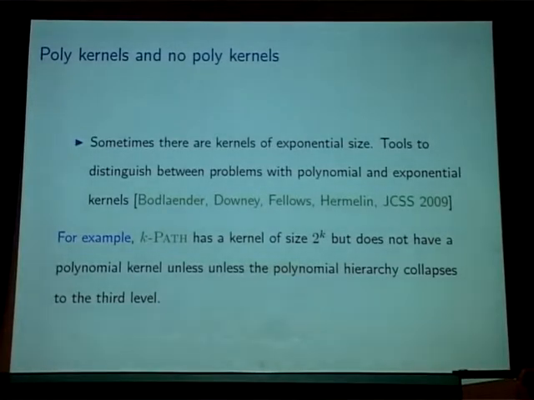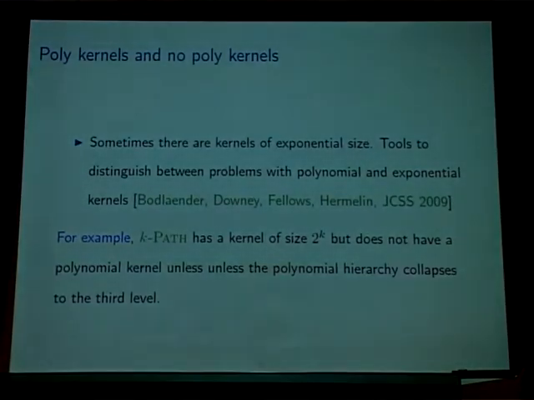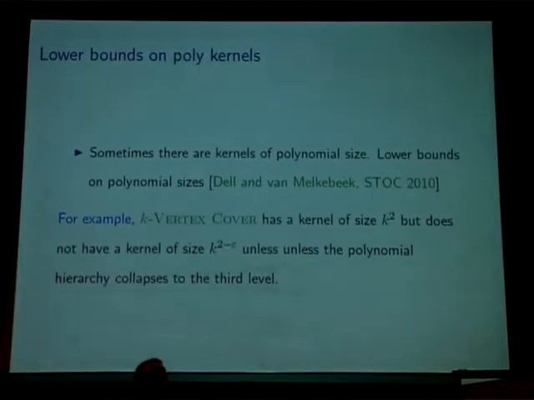For this problem, it's quite easy to show that it has a kernel of size 2^k. But this problem doesn't have a polynomial kernel, unless something strange happens in complexity theory. And as soon as we are able to distinguish the complexity of finding kernels, whether you have a polynomial kernel or not, the industry starts working, right? We already have complexity tools. It's time also to develop algorithmic tools to understand which problems really can be solved or reduced faster.